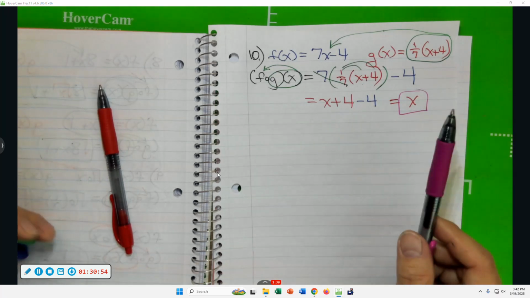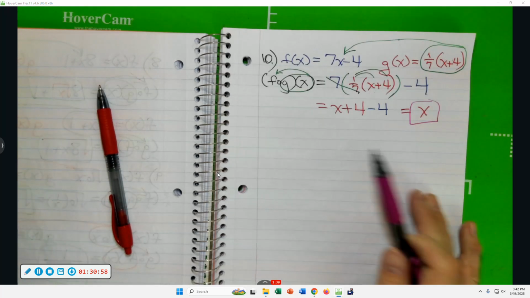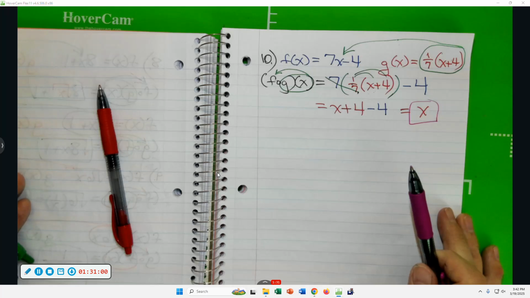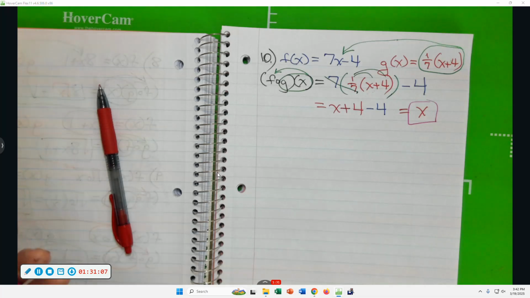If we get something other than x, then that final answer will be no, they're not equal. And generally, most of the time, they're not equal. F composed with g does not usually equal g composed with f. There are occasional times.